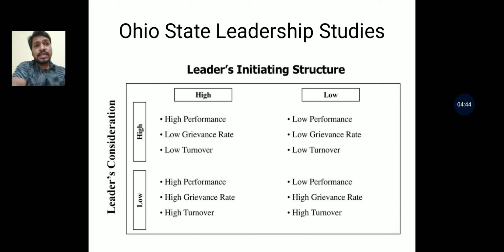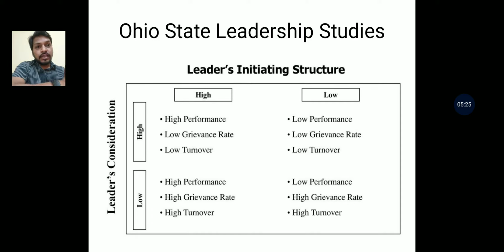Now this was the graph given by the Ohio State leadership studies. On the x-axis you find leader initiating structure, meaning he is very much structured in his way. It can be either high or low, and the leader's consideration for people can be high or low as well. It can be low, meaning he is not concerned about the people, the workers of the company, and if it is high, the leader's consideration for people is high, meaning he has high respect for the workers and the employees.